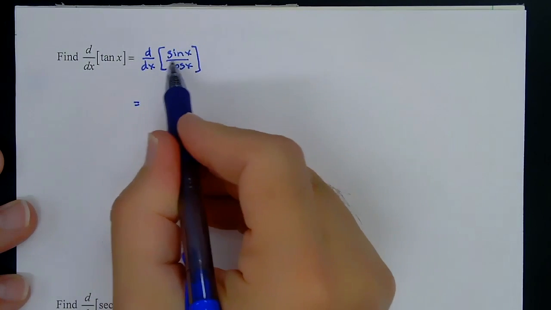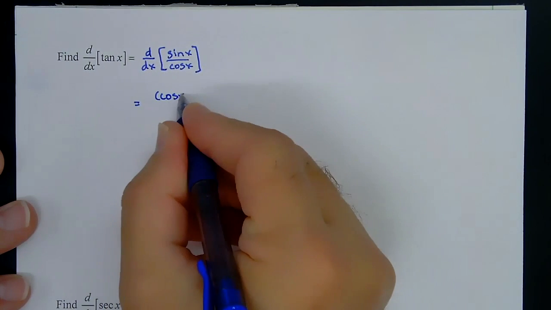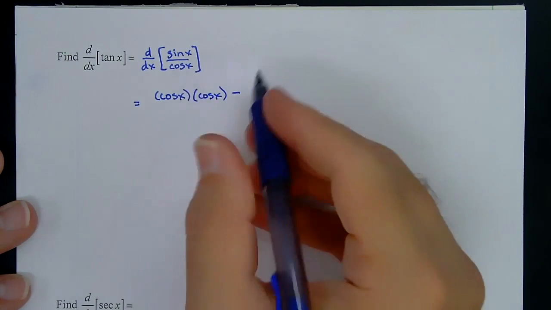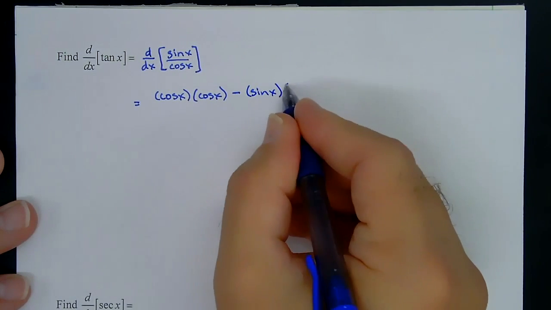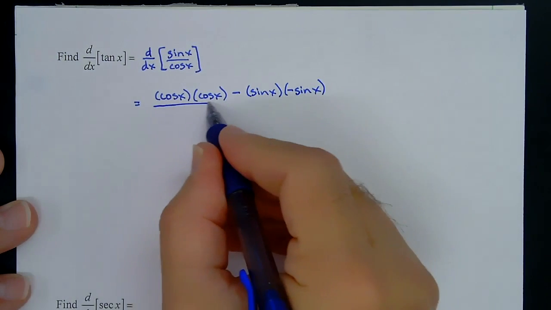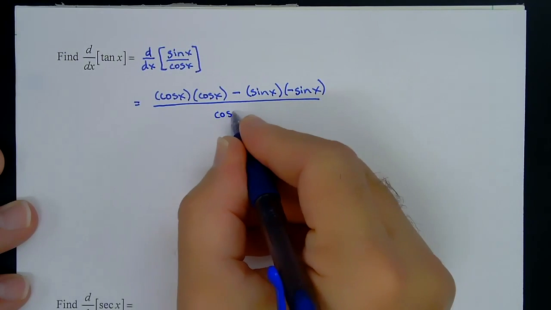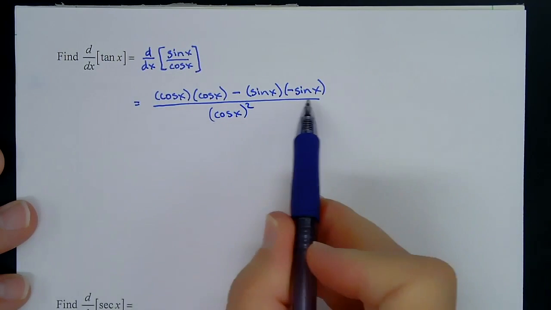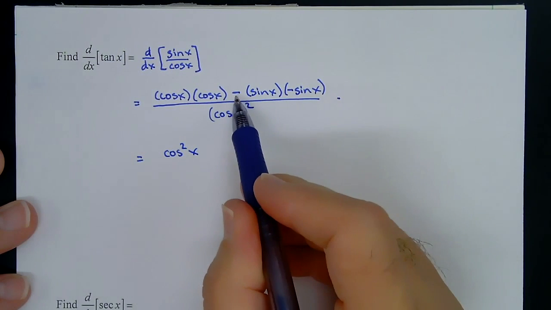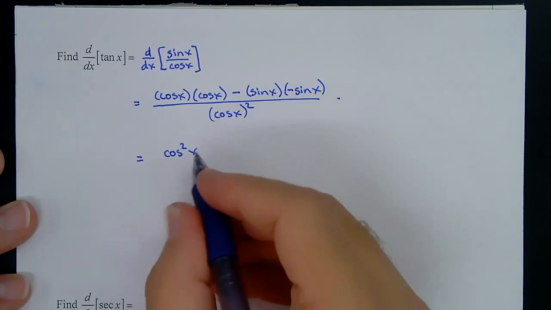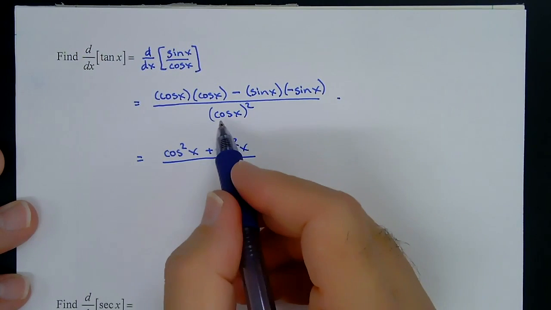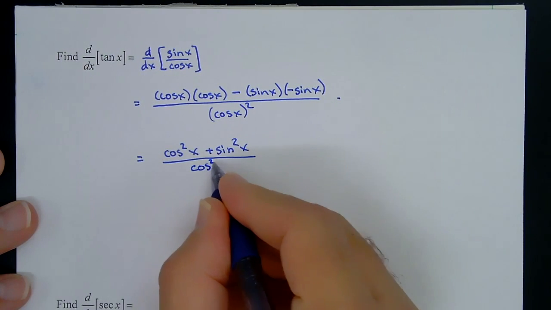So here we go. The derivative of sine x is cosine x times the denominator, which is cosine of x, and then minus sine x, the top function, times the derivative of cosine x, which happens to be negative sine of x, all over the denominator, which is cosine x, squared. Okay, so this becomes cosine squared x. When we subtract a sine x times a negative sine x, that's going to become plus sine squared x. And cosine of x squared is cosine x times cosine x, which is cosine squared x.